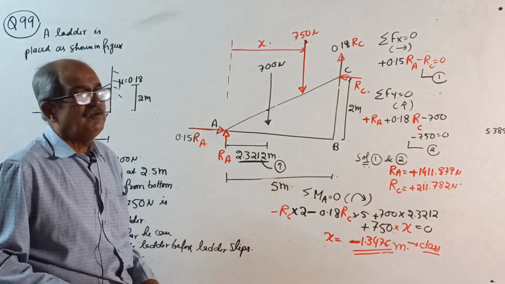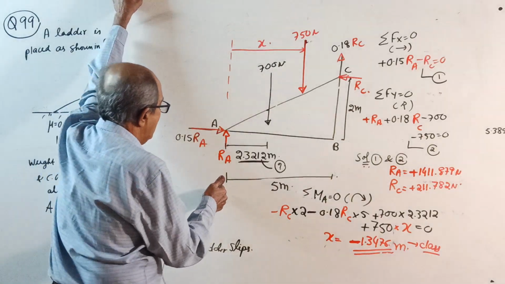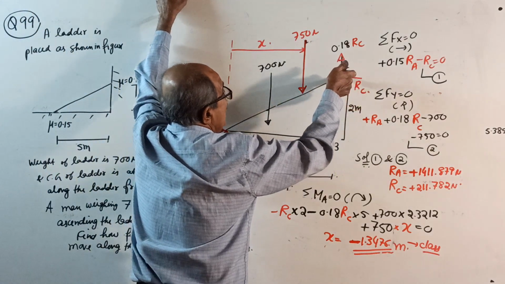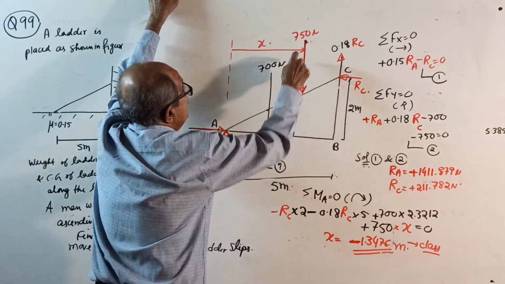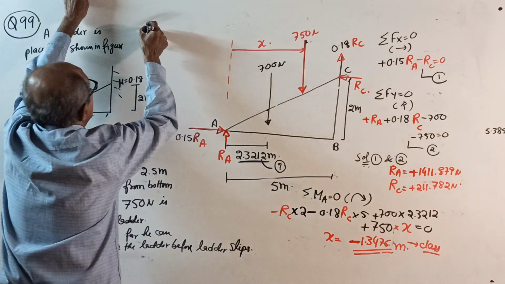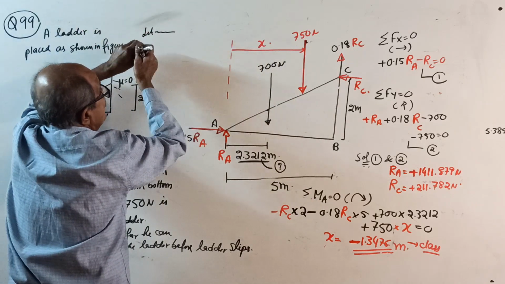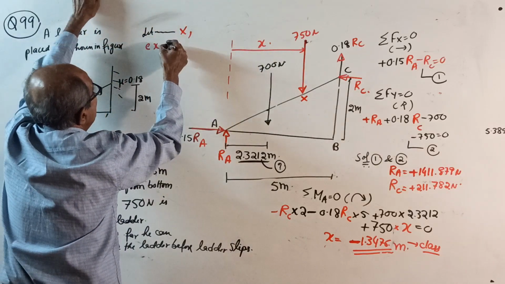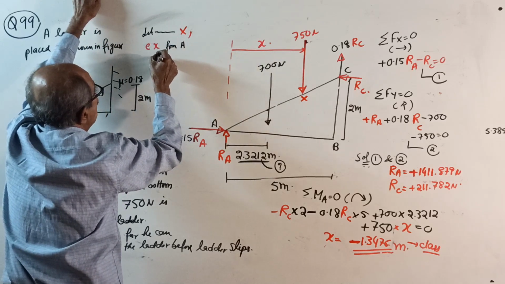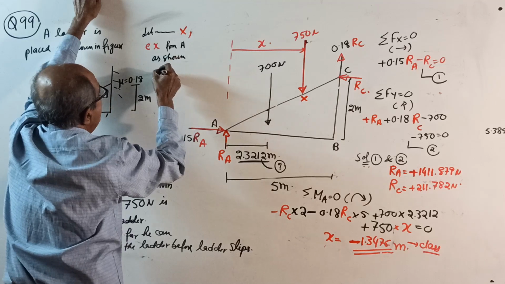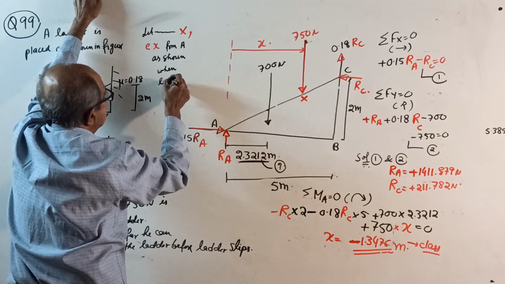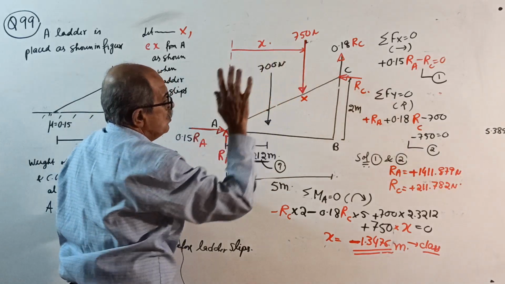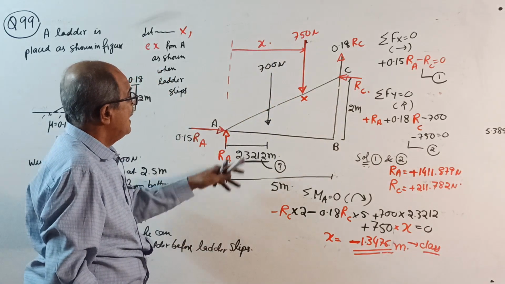Now, first perform the preliminary. See, RA, 0.15 RA, RC, 0.18 RC. Then, as usual, write the statement: let the man be at a point x horizontally from A as shown when the ladder slips. You write the statement. Okay. Over. So at x, we don't know. Start. Now the question is over. Angle is not required.